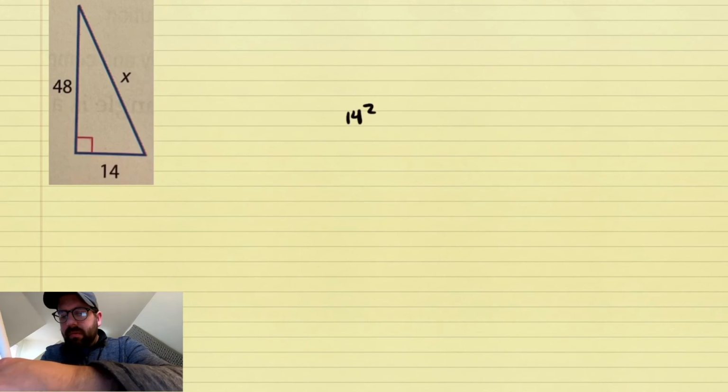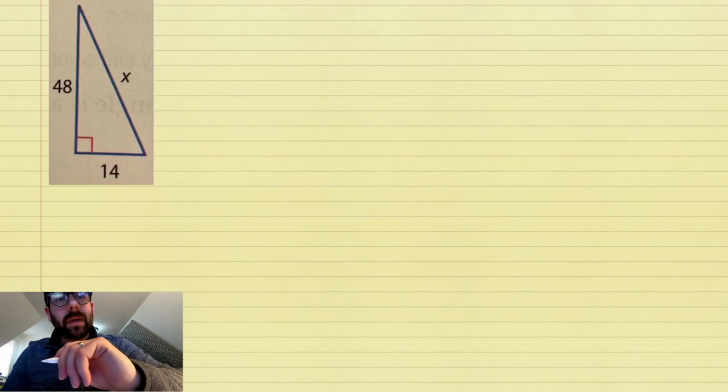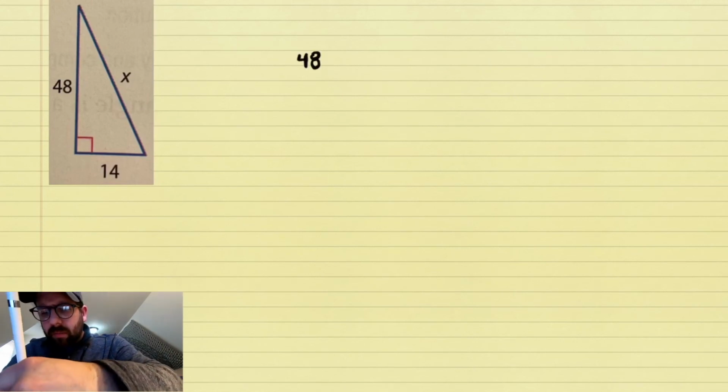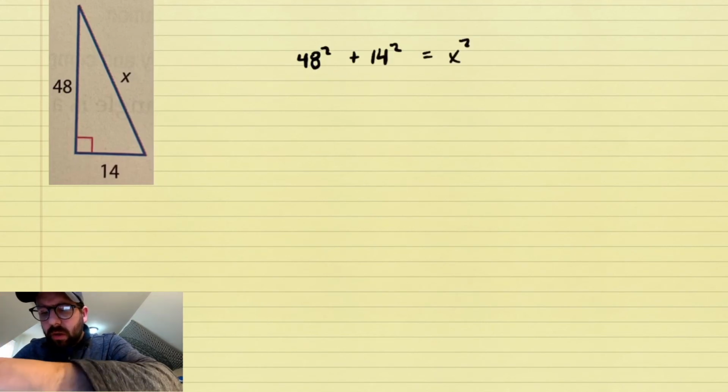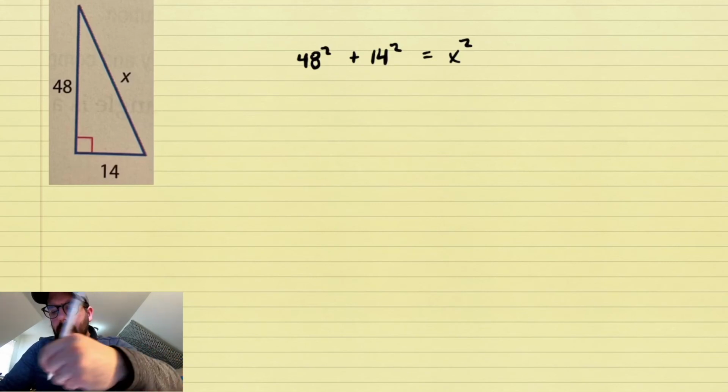So the next one, we have the 14 squared plus 48 squared. Apologies, iPad turned off in the middle of recording that. We're kind of in the middle of this one. So 48 squared plus 14 squared equals x squared. Again, 48 and 14 are your A and B.